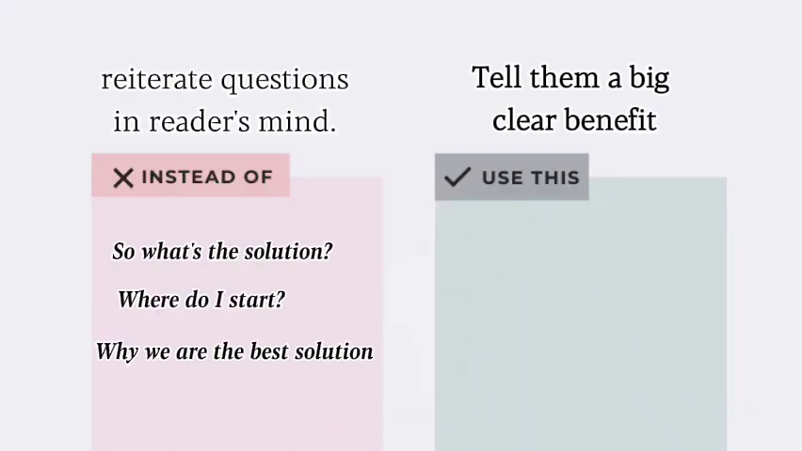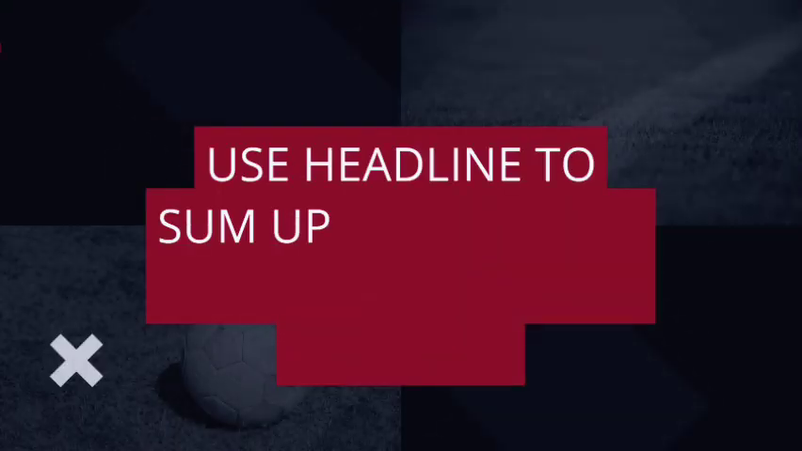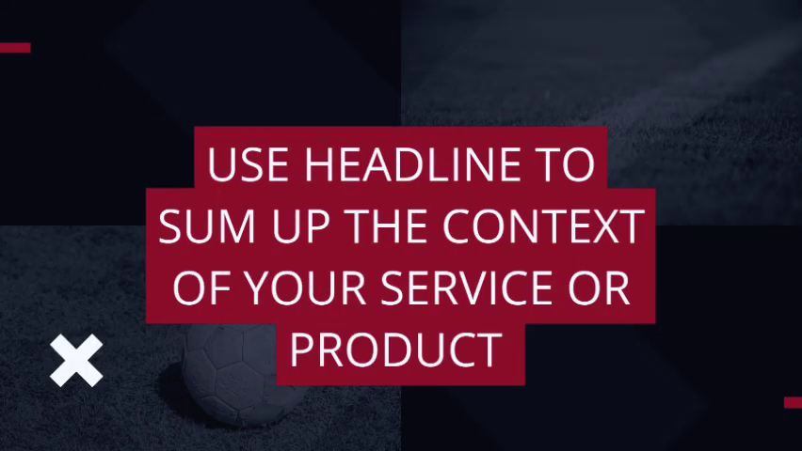With a headline like this, you will lose the interest of your visitors because they don't want to read to figure out the benefit themselves. They want you to tell them. And the best place to do it is in the headline. For example, to tell them a big, clear benefit can go this way: if you want your child to behave and be calm, joyful, and be full of energy, the key is in how you show up. Number 3, use headline to sum up the context of your service or your product.